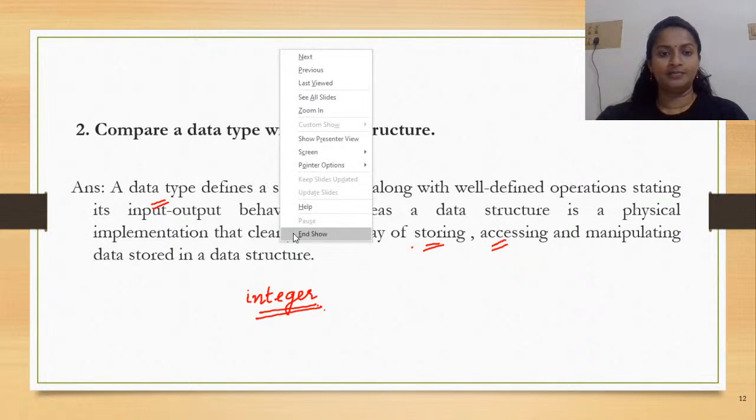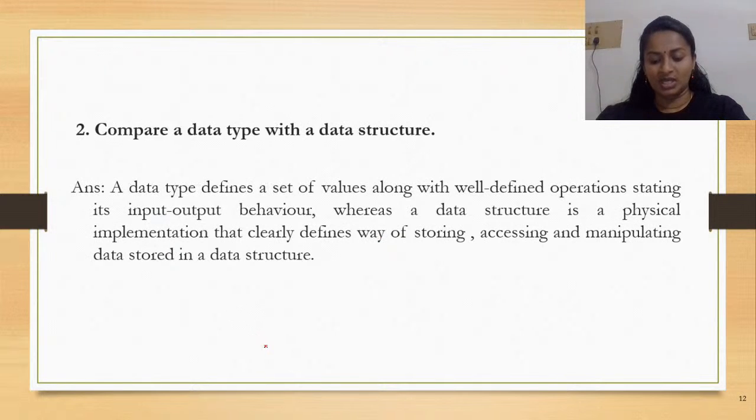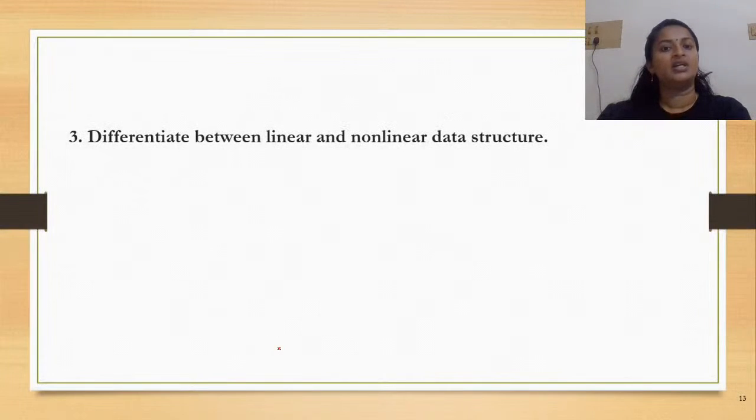So moving on. Moving on to the next question: differentiate between linear and non-linear data structure.